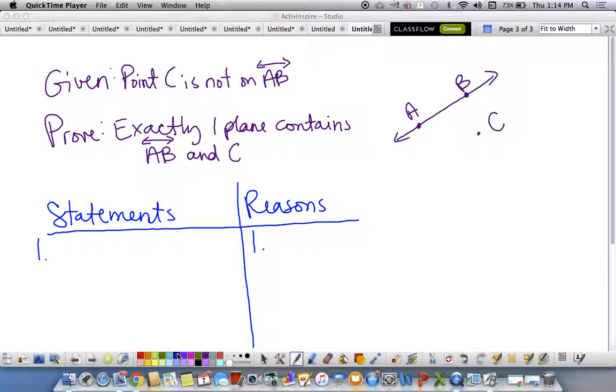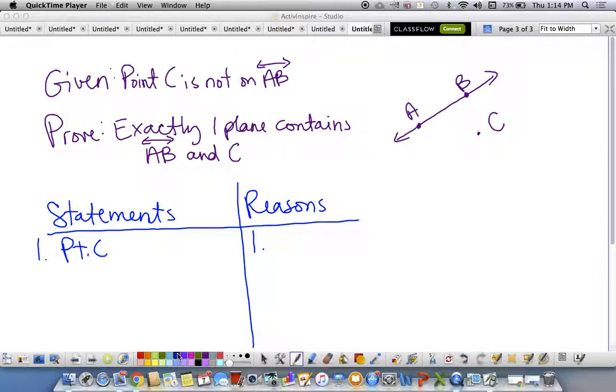Okay? And if you have 2 items, sometimes there's 2 given information, I only need 1 reason for that. Even if there's two, I just put it under number one. Alright, so what will be our first statement?